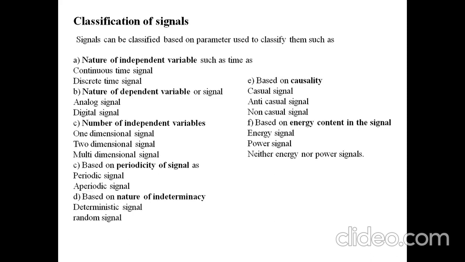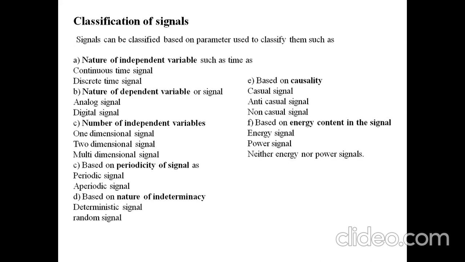So here continuous time and discrete time are examples of the nature of independent variable. Then nature of dependent variable: here analog signals and digital signals come under dependent variable. Similarly, the number of independent variables, like one-dimensional, two-dimensional and multi-dimensional signals, come under this criterion.